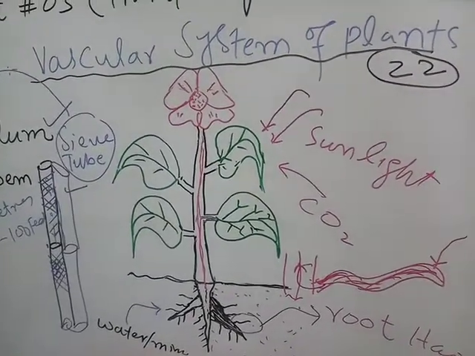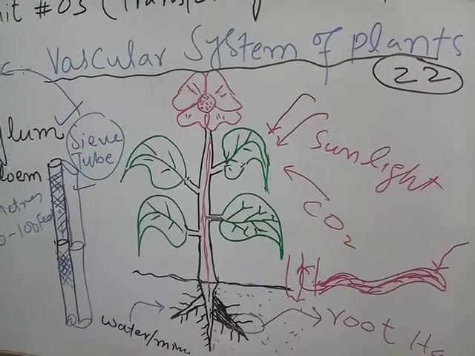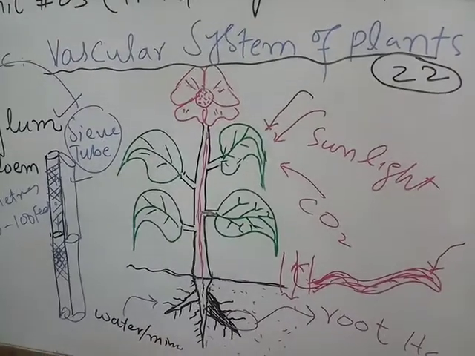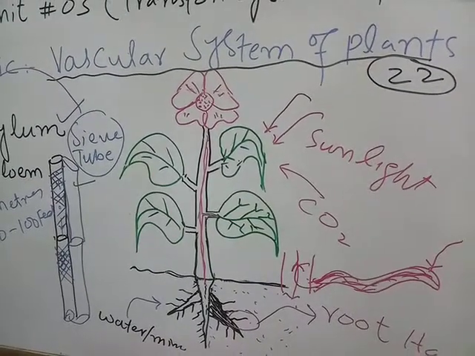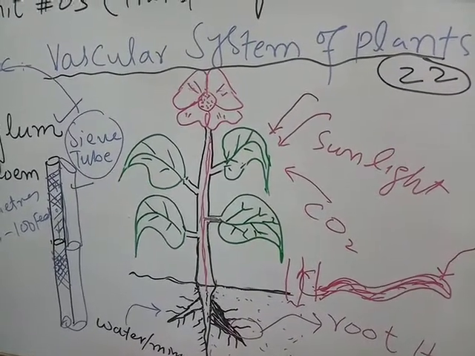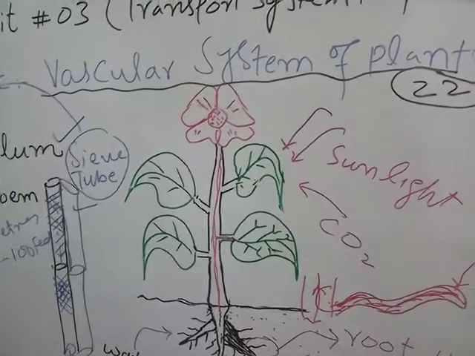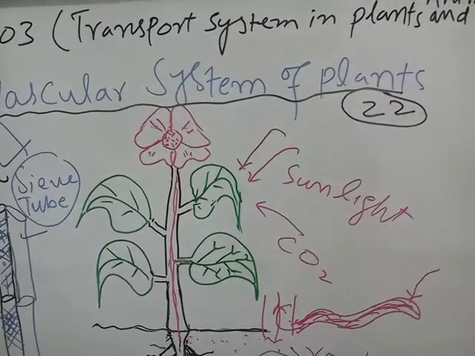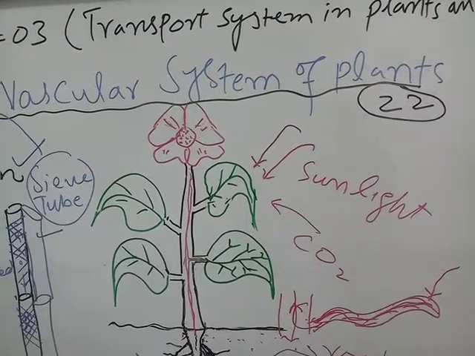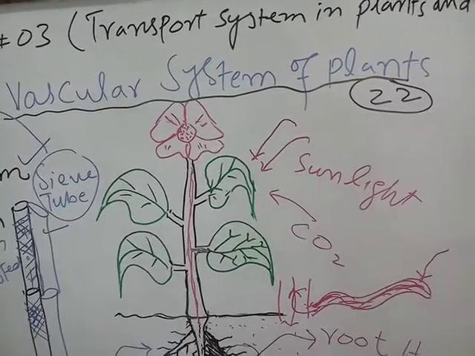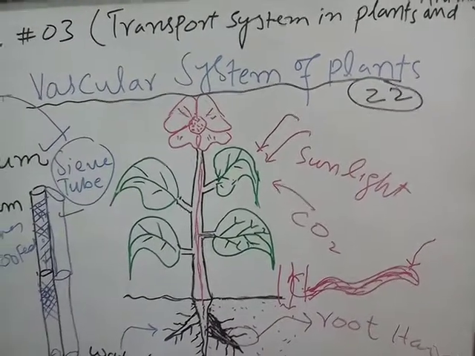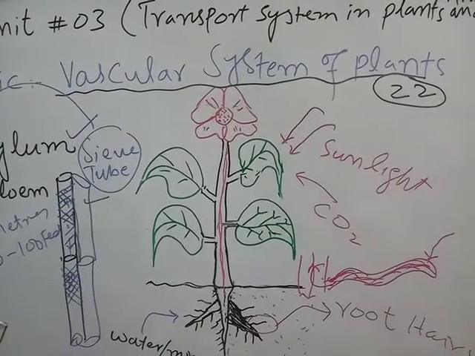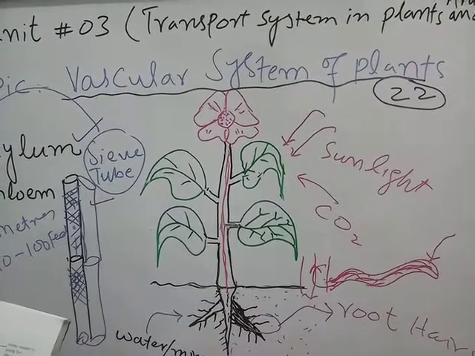The first factor they have discussed is the wind. The rate of transpiration increases with the increase in speed of the wind. So when faster winds are blowing, they take the water away from the leaf surface. In this way, the rate of transpiration increases with the speed of the wind.